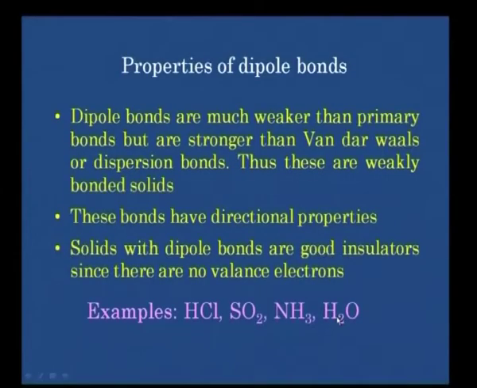Dipole bonds are much weaker than primary bonds, but are stronger than the van der Waals or dispersion bonds. Thus, these are weakly bonded solids. These bonds have directional properties. Solids with dipole bonds are good insulators, since there are no valence electrons. You look at HCl, you do not have any valence electron, right. SO2, they are in the gaseous state. Water is again a secondary bond, like a hydrogen bond.